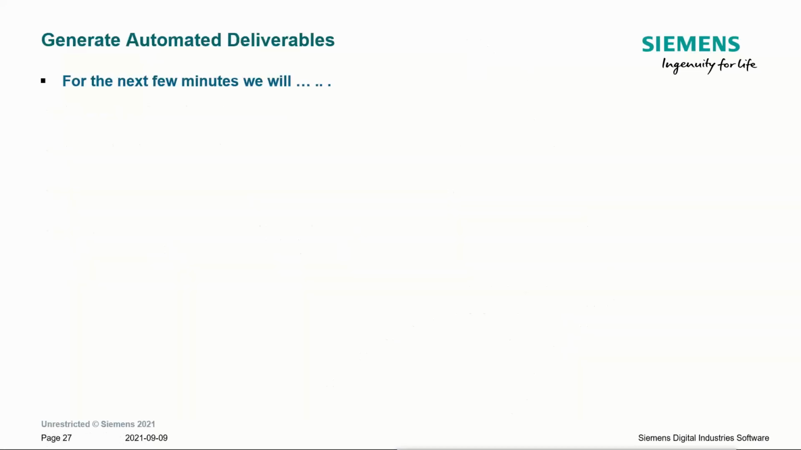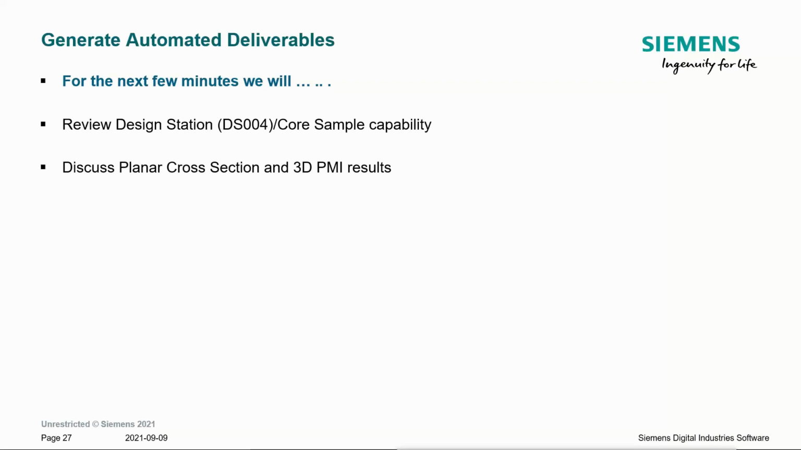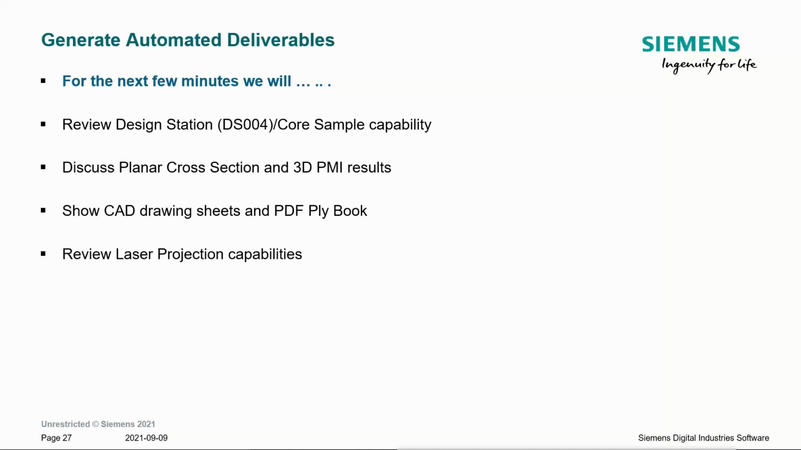So with that, I think I'm going to go ahead and pop back into the CAD system. I want to make a design station just to show you what that is. That's what's used to go ahead and drive the information into the PMI annotation. We'll then go ahead and just quickly look at the planar cross-section and PMI results. I'll show you the actual PDF drawing sheets. I made a PDF ply book as well, so I'll show you the drawing sheets in the CAD system and then an electronic ply book you could use to put on a tablet or something in manufacturing. And then very quickly, we'll look at the laser projection capabilities and the flat pattern export utility.